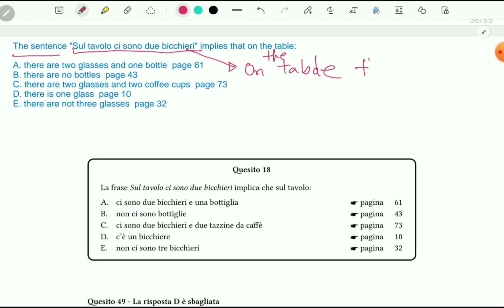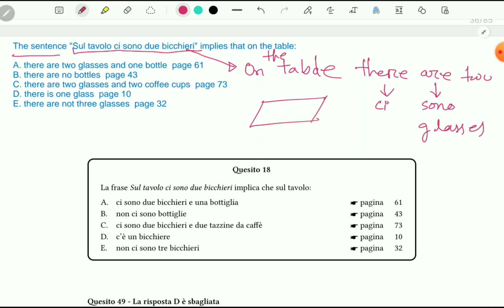There are, so ci is there and sono represents are. Sorry, not here. There are, it actually is sono. Due, 2. Bicchieri means glasses. So the meaning of the sentence is there are 2 glasses on the table. So we can just draw a table. So this is, let's say, the table. Okay.